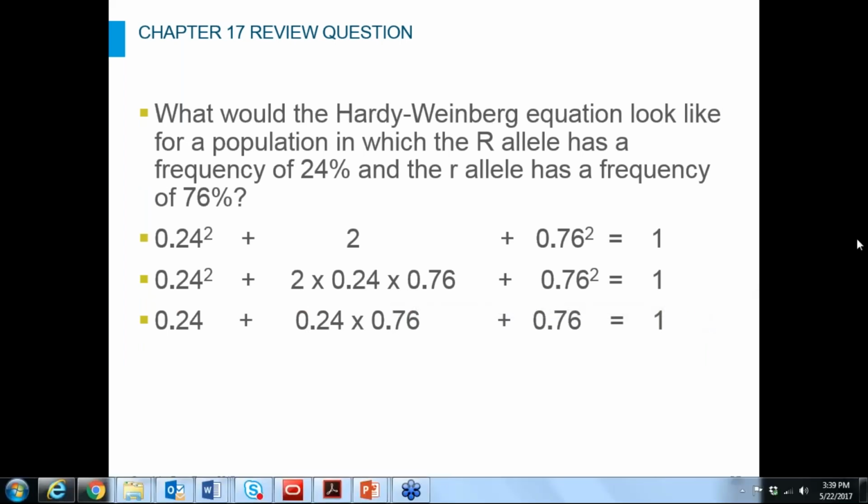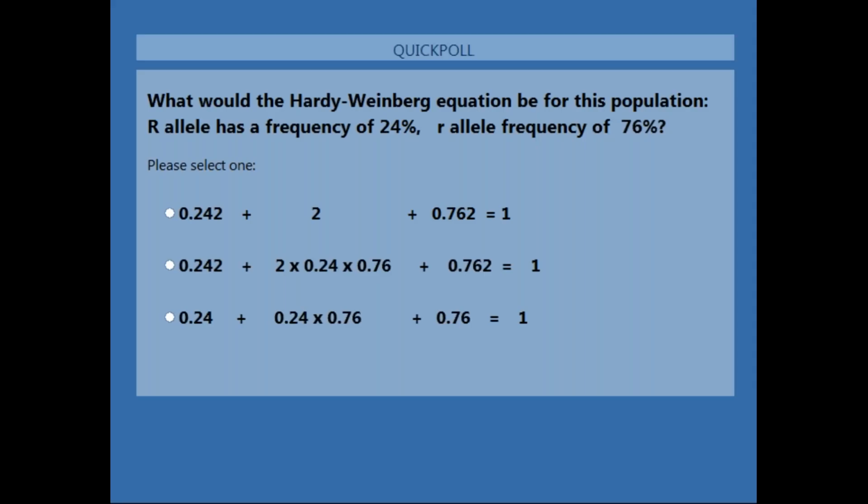What would the Hardy-Weinberg equation look like for a population in which the dominant allele, capital R, has a frequency of 24%, and the recessive allele has a frequency of 76%? Okay, so if you still are looking at this formula and it's freaking you out, don't worry, it'll be okay. You can use your book for it on the test, you can use your notes that have the formula, but you just need to know what numbers go where. So I'll give you about a minute or less to vote for this one.